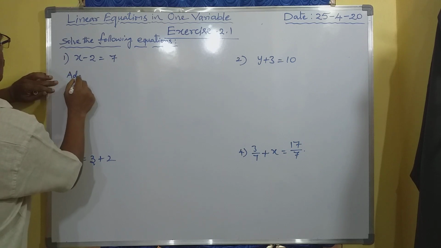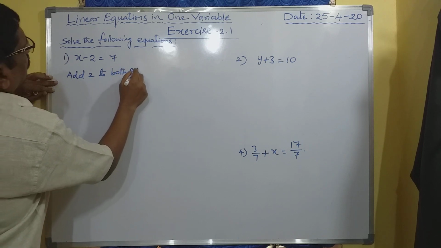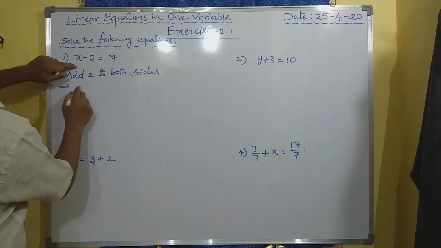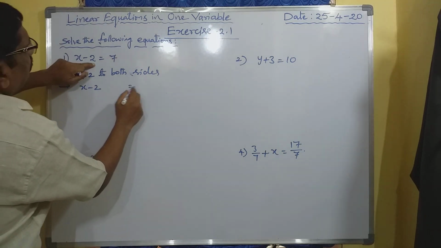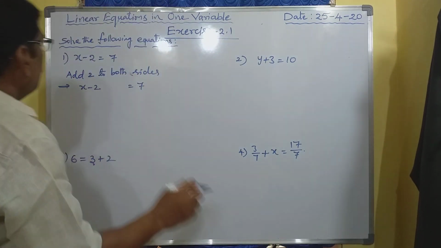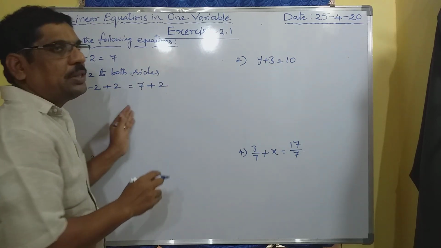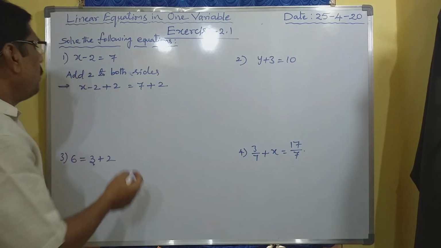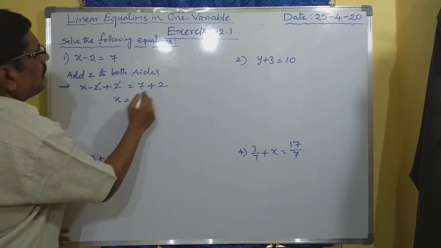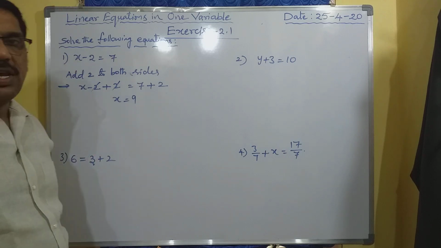Add 2 to both sides. Then we get x minus 2 is equal to 7. Okay, it is given x minus 2 is equal to 7. So here we have to add 2 in the LHS. At the same time we have to add 2 in the RHS also. Now we know that minus 2 plus 2 will be cancelled. Then we get x is equal to, 7 plus 2 is 9. Therefore 9 is the solution for the given linear equation.